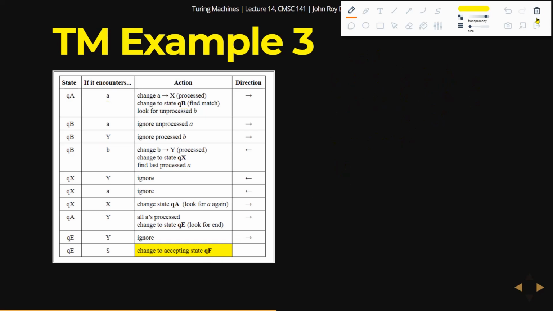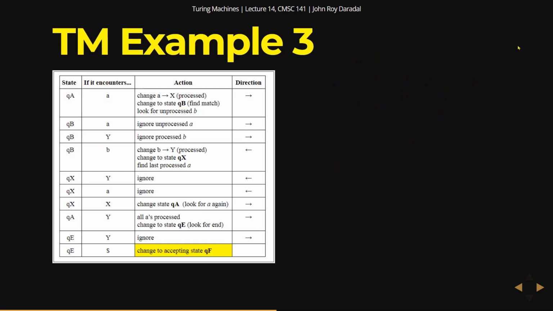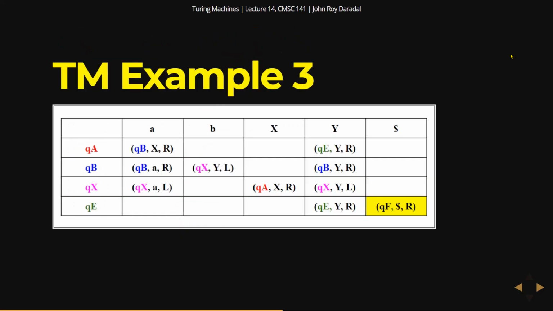Okay, so if it's not too clear from that explanation, let me show you an example. But all in all, if you put all of this together, it will be this transition function. Okay, so for QA, you're only interested in looking at the symbol A.